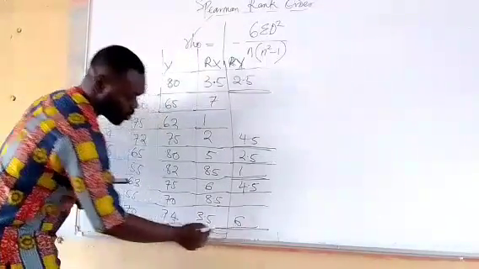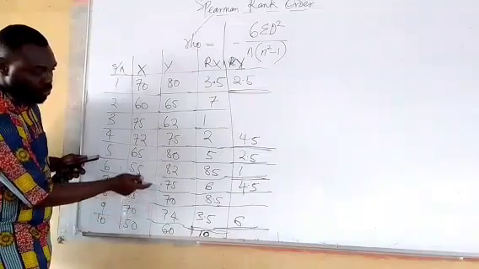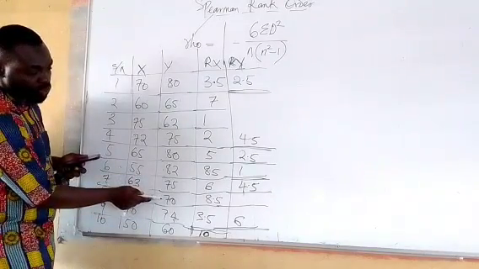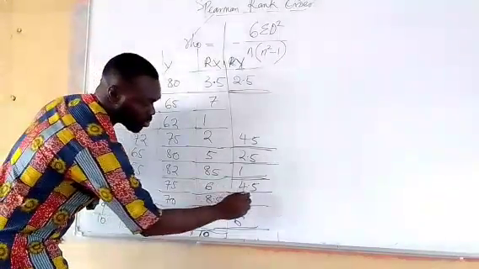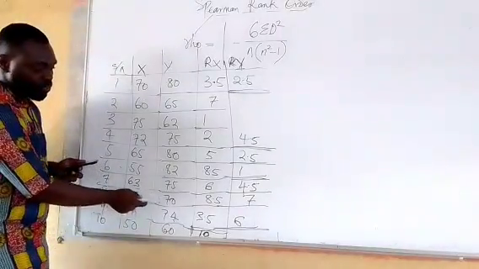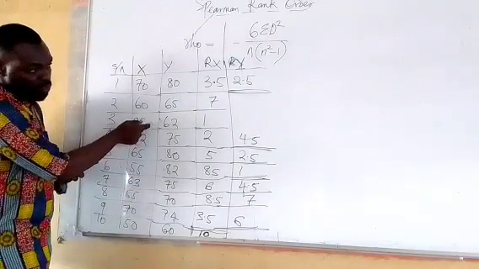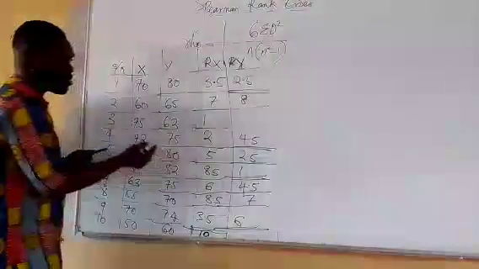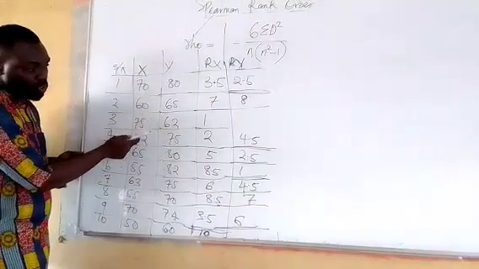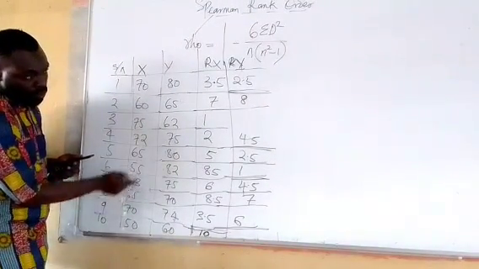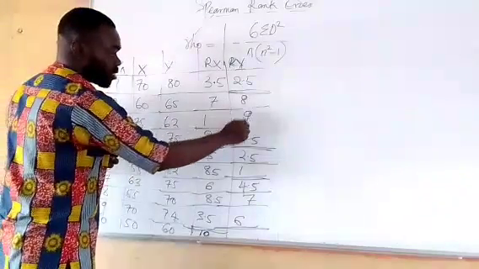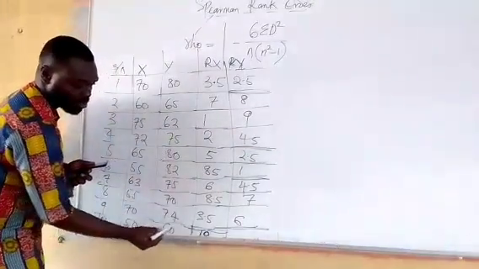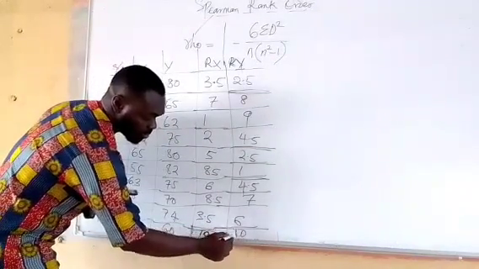Good. After the 6th position, what is the next one? 70, which position? 7th position. Good. After the 7th position, what next? Watch well. We have 65, which is the 8th position. Then after 65 for the 8th position, we have 62, which is the 9th. And then finally, we have 60 as the last.